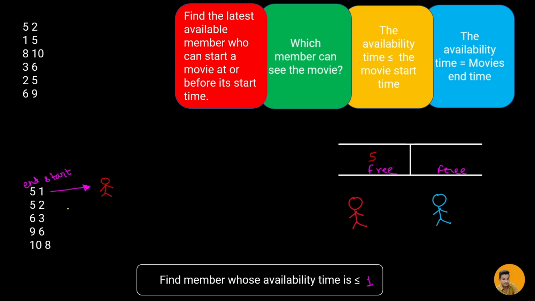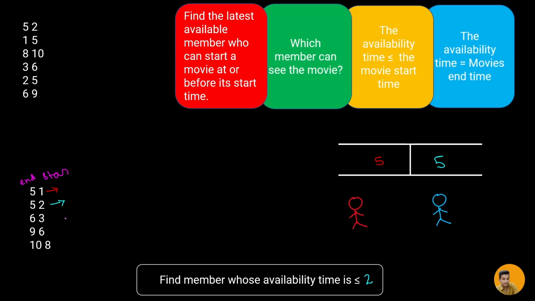Now we'll pick the next one. So this is going to be the ending time, right? So this is 5. Now we'll pick the next one, which is 5 comma 2. We'll ask again, find a member whose availability time is less than or equal to 2, right? Because this movie is starting at 2, I need to find a member whose availability time fits. So I see this guy is free, I can assign him. We'll give the availability time equal to the movie ending time. Movie ending time is 5. Great.